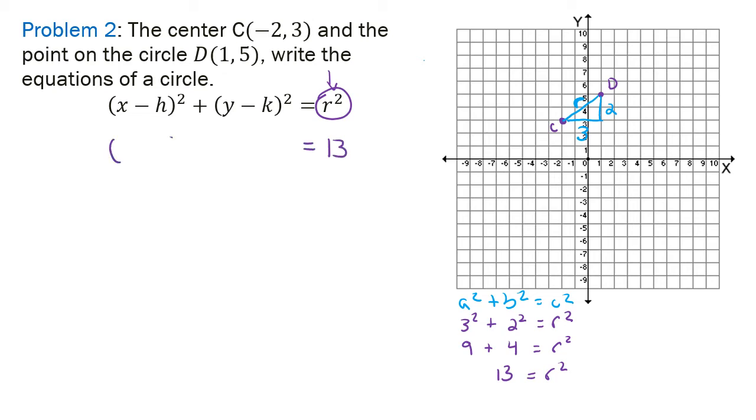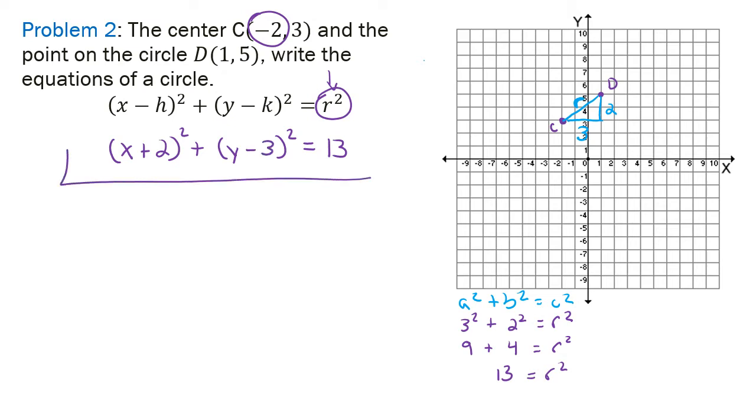And now it comes to writing in the center for our equation for our circle. For x, we're going to take the negative 2. We're going to switch the sign, so it's x plus 2. For the y, we're going to take the positive 3, and we're going to make it subtract 3. Now we have the equation of the circle.